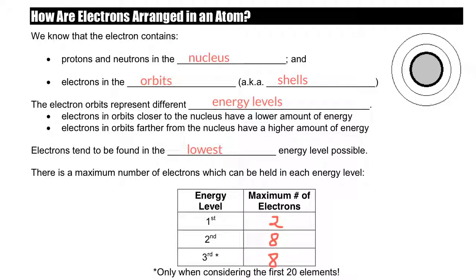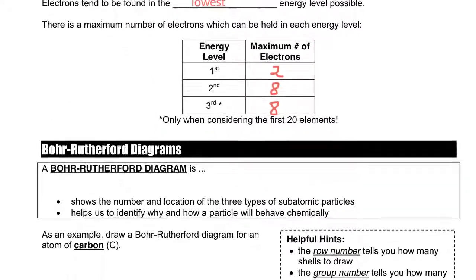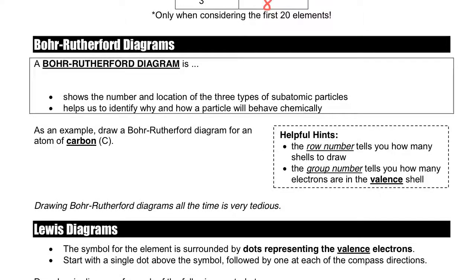However, this is only true when we're considering the first 20 elements. After that, it gets a little more complicated, which if you take grade 12 chemistry, then you'll learn more about that. But for our purposes, we're just going to stick with 2 electrons in the first orbit, 8 in the second, and 8 in the third. So that's the rule you've got to remember, and we're going to move on and talk about how to actually draw these things.